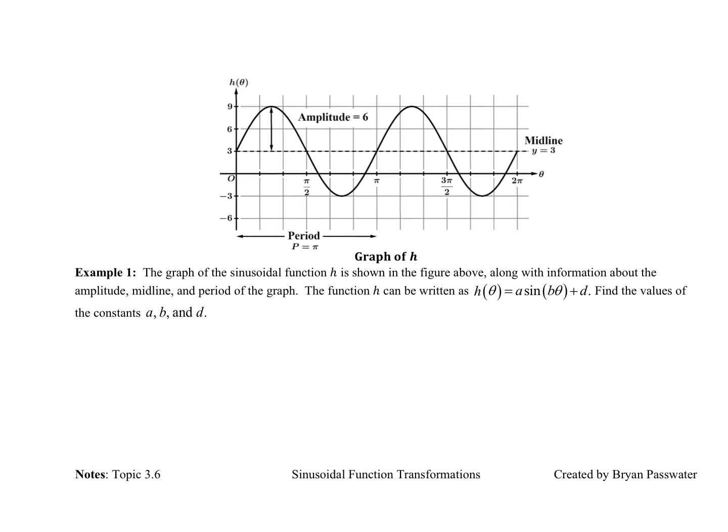In example 1, we need to solve for a, b, and d here. I like to go a little bit backwards here. I like to always start out with my midline. What would be the midline here? Y equals 3. And so d, it shifted up 3, and so d ends up being 3 on that one.